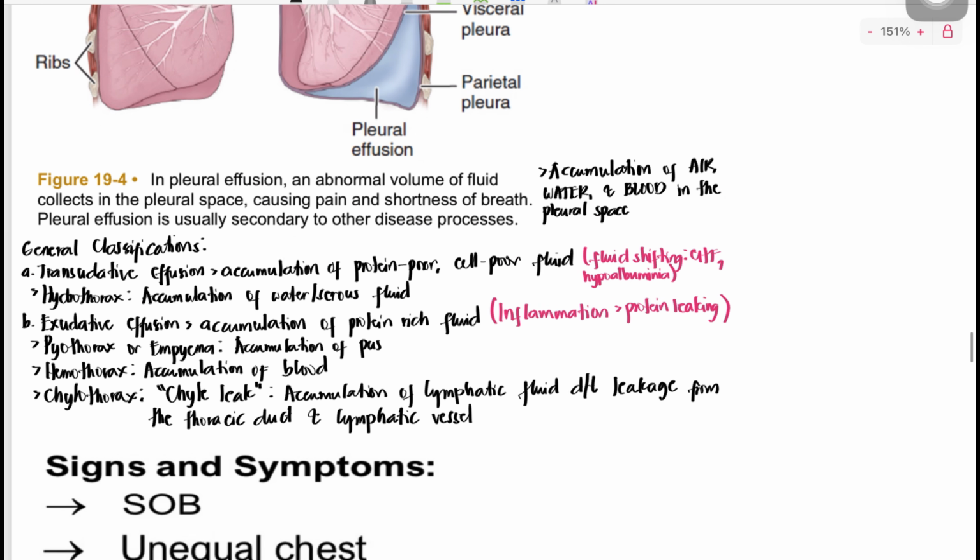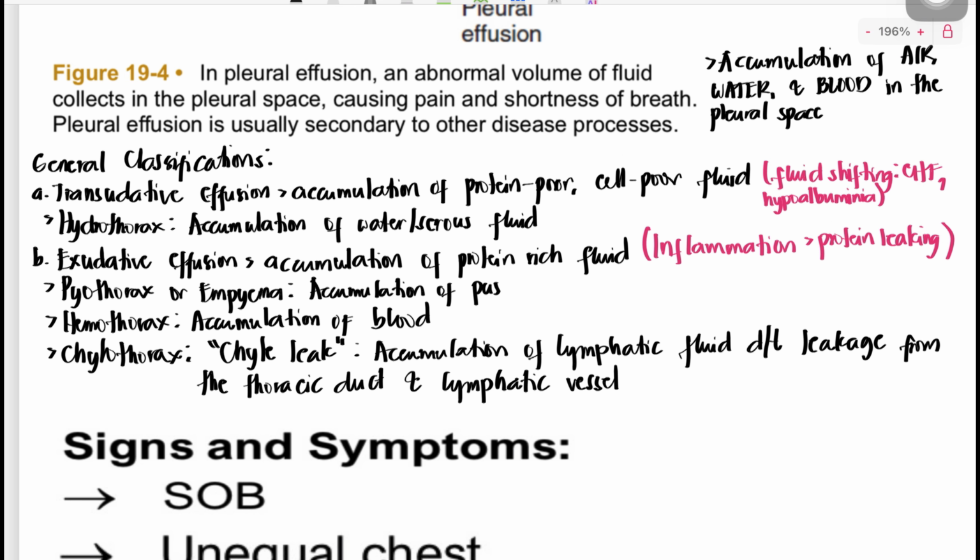Now, we have the general classification of pleural effusion. It can be transudative or exudative effusion. When we say transudative effusion, it is accumulation of protein-poor or cell-poor fluid. Nangyayari yan guys kapag there is fluid shifting. Kailan ba tayo magkakaroon ng fluid shifting? For example, meron kang congestive heart failure or there is a low albumin in your blood. Ang tawag doon hypoalbuminemia.